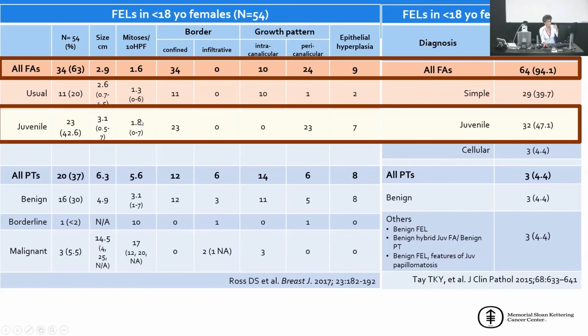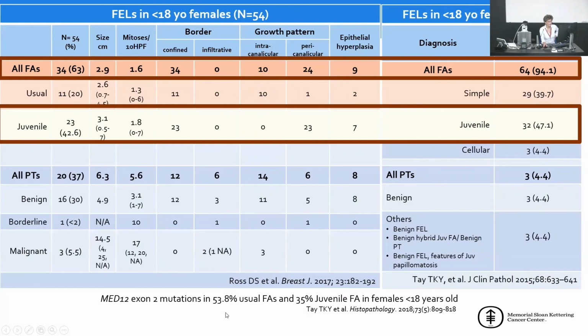In one of these cases it was skewed a little bit because this young woman had just been pregnant, so maybe she had many more hormones than normal circulating. So this 7 mitoses per 10 high power fields was her case and kind of skews the mitotic rate. The border was always confined. The growth pattern was pericanalicular in 23 out of 24 cases, and epithelial hyperplasia was present in 7 cases.